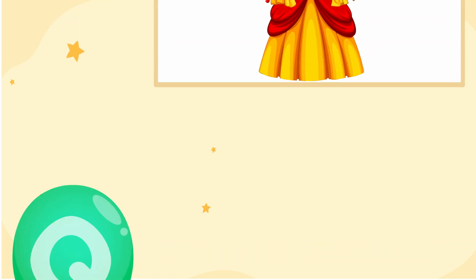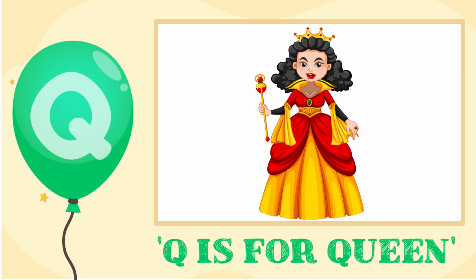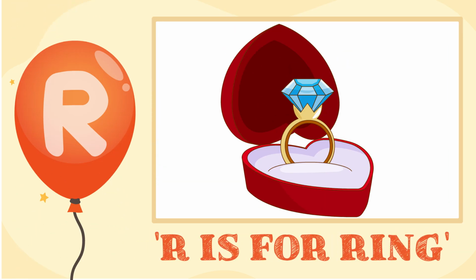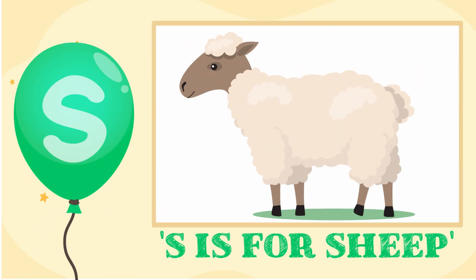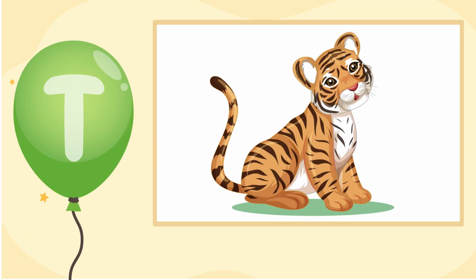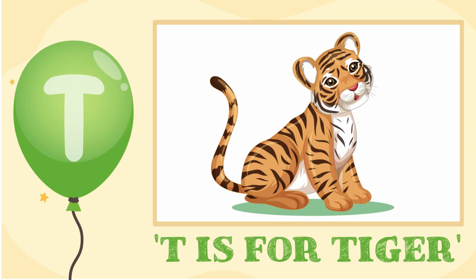Parrot. Q. Q is for queen. Queen. R. R is for ring. Ring. S. S is for sheep. Sheep. T. T is for tiger.